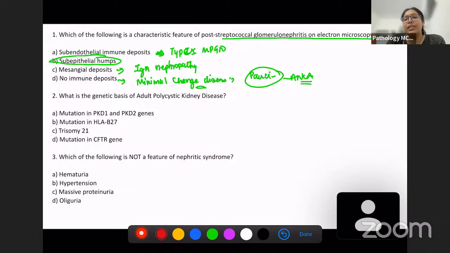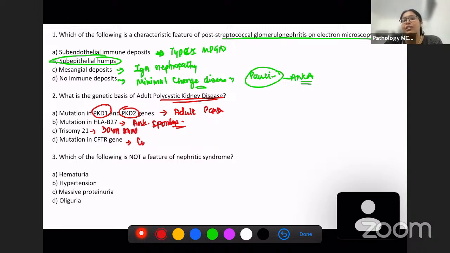What is the genetic basis of adult polycystic kidney disease? Okay, so we have PKD1, PKD2 genes. We have already discussed that PKD1, PKD2 genes are associated with adult polycystic kidney disease. Now, mutation in HLA-B27 is associated with ankylosing spondylitis. We'll be reading it in other chapters, in 3 further chapters. Trisomy 21, everybody knows, it's Down syndrome, right? Mutation in CFTR gene, cystic fibrosis.